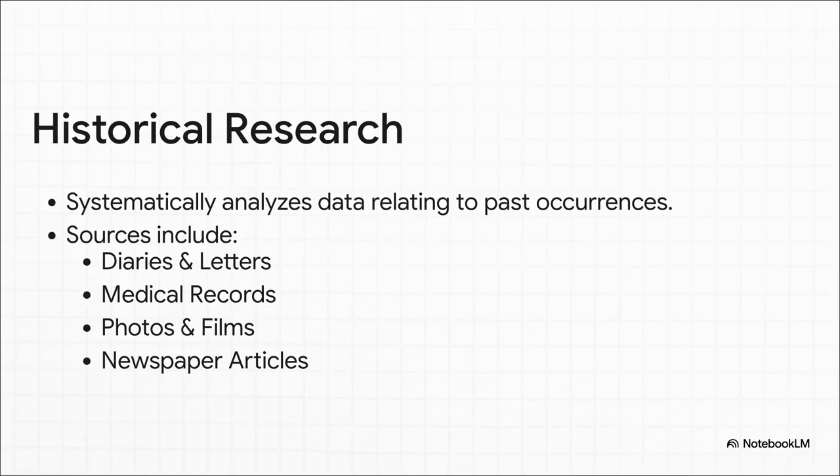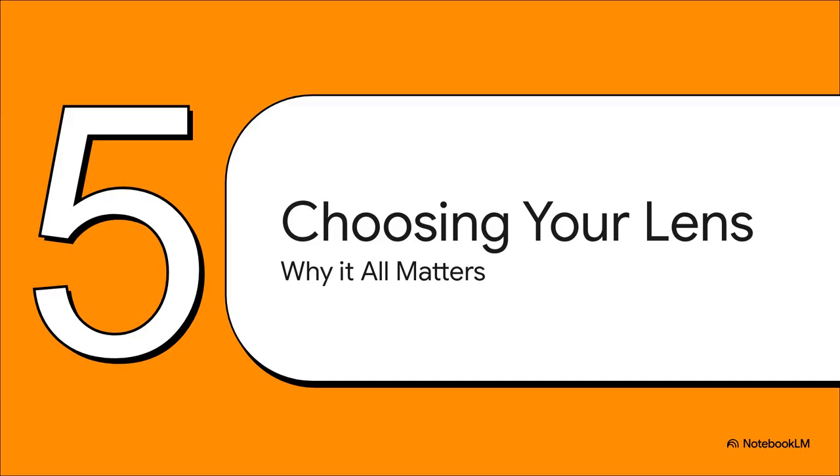And finally, there is historical research. This is basically being a detective of the past. Researchers systematically hunt down and analyze data from things like old diaries, letters, medical records, photos, newspaper clippings, all to piece together what happened, how it happened, and most importantly, why. So, we've looked at snapshots, movies, deep dives, and historical detective work.